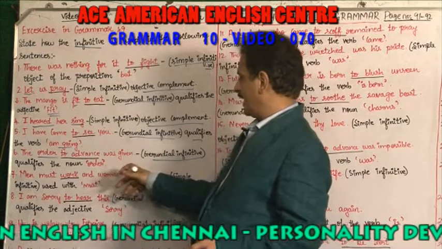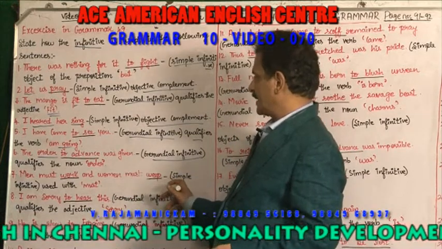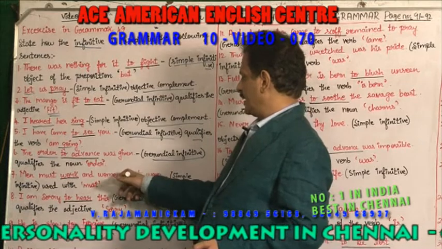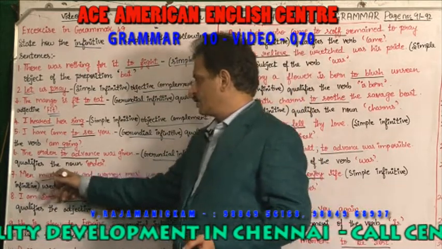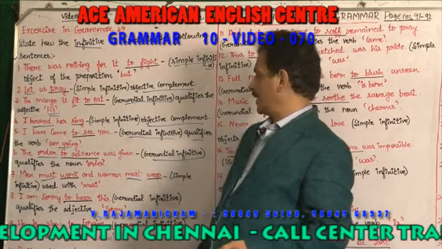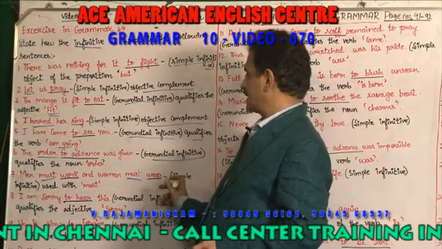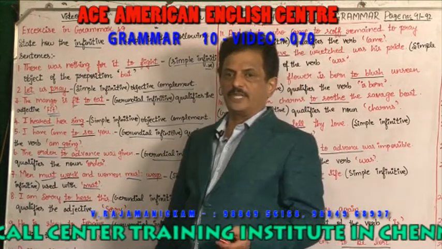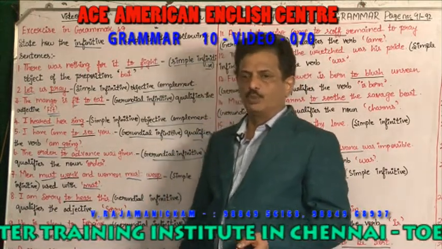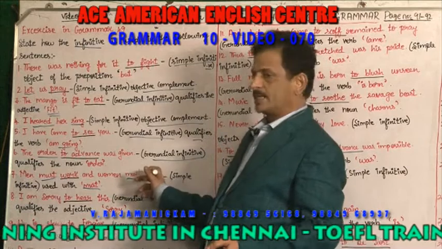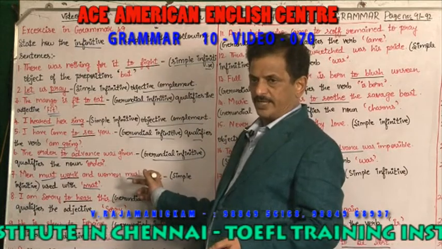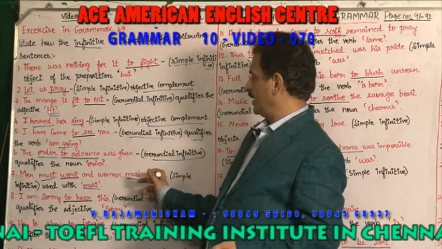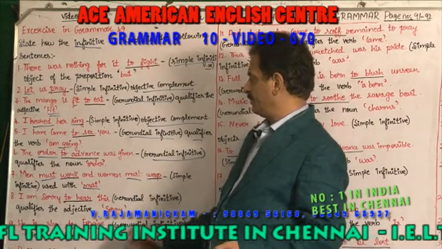"Men must work and women must weep." It is a simple infinitive. See, "must" and "must" are there, so you're not supposed to use "to work" and "to weep". So these are simple infinitives. They are used with must, can, could, should, would. You are using the verb without "to". So this infinitive is used with must.